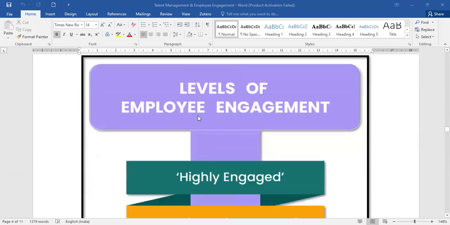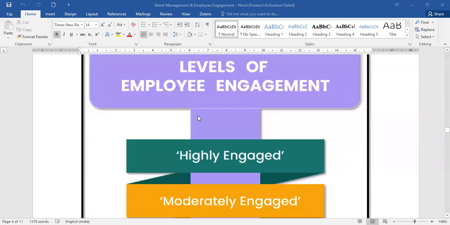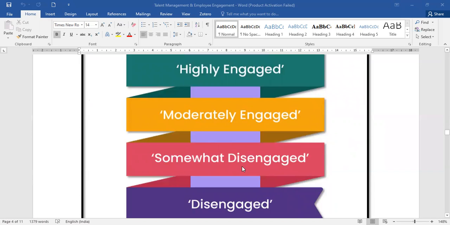For that you need to first understand the levels of employee engagement. There are highly engaged employees, moderately engaged employees, somewhat disengaged employees, which you can also call barely engaged employees, and then we have disengaged employees. Highly engaged employees are the ones who have a favorable opinion of the workplace. They put in extra effort, go the extra mile and get the work done.